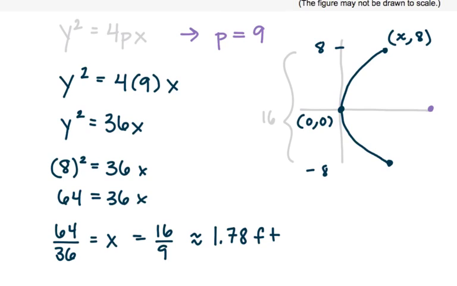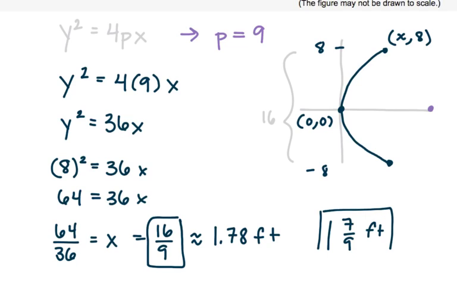So depending on how the problem is asking you to round, you probably want to give your answer in a fraction. So we'll say 16 ninths feet, or rather 1 and 7 ninths feet deep. And that's our final answer. So I hope that helps you see how we can use these conic shapes to help us in a diagramming or a modeling situation.